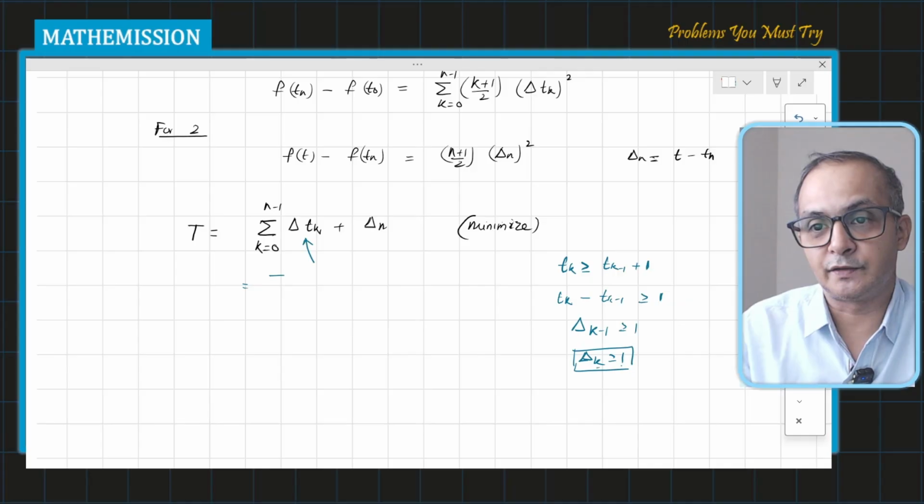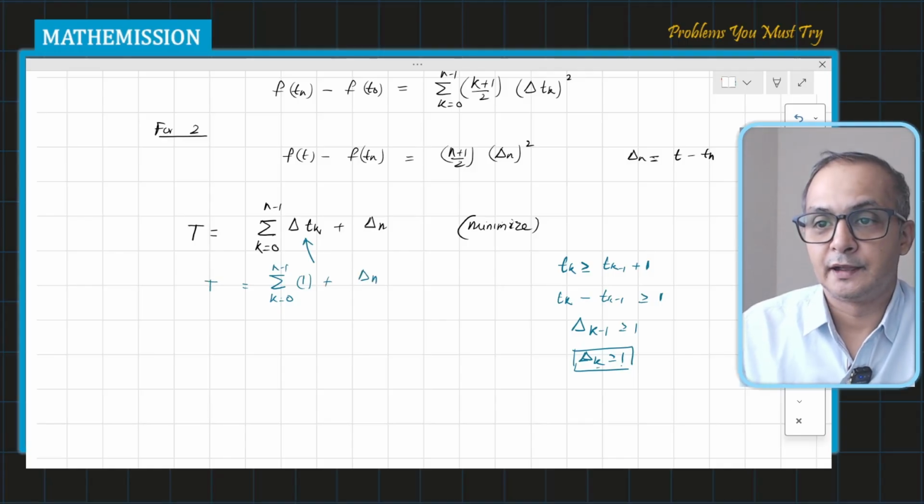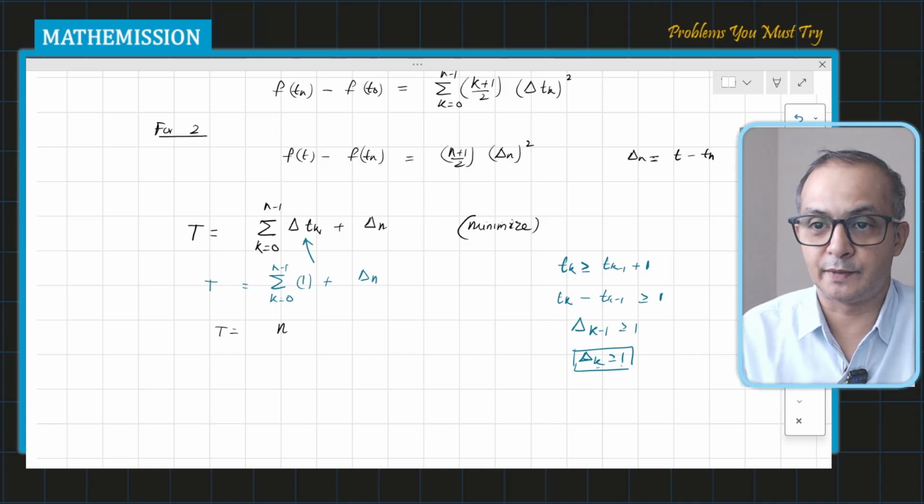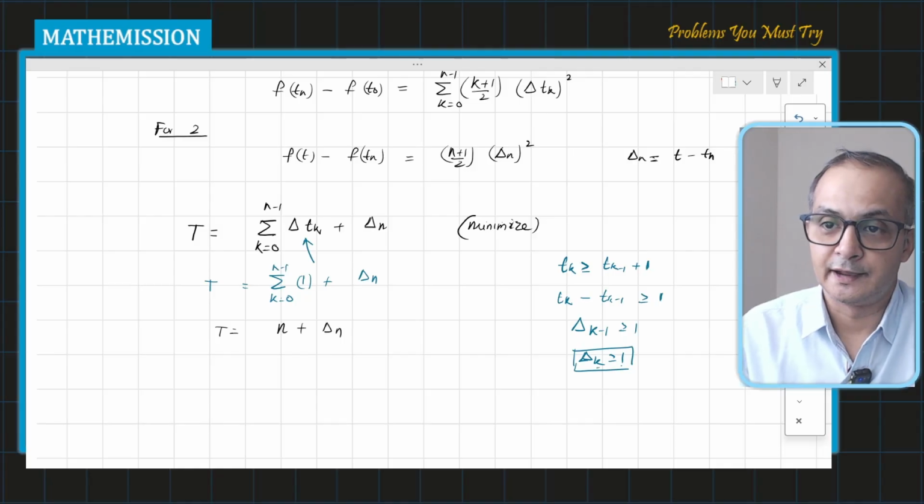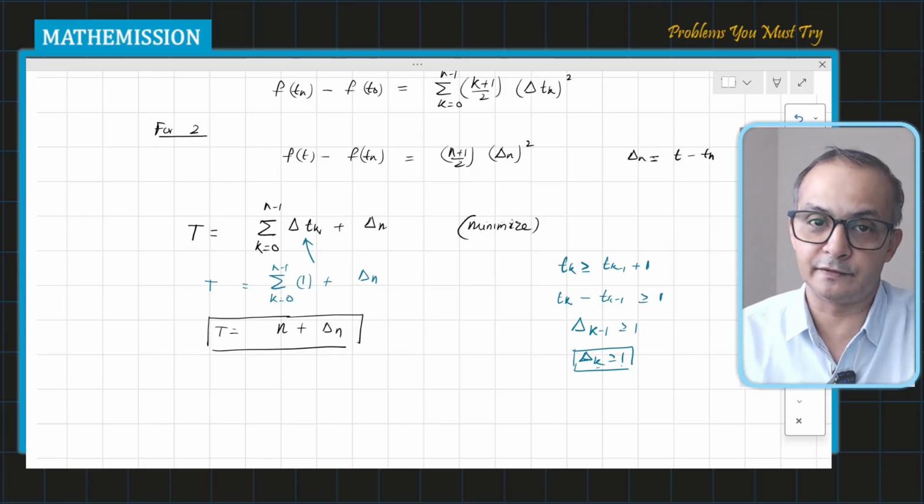So what we are getting here is the sum over k equal to 0 to n minus 1 of 1, plus delta n. It means now I got T equal to n plus delta n, because 0 to n minus 1 gives n terms. It means that everything depends on delta n. If I get the delta n minimum, I can get the value of T minimum, and that is the question it's demanding.